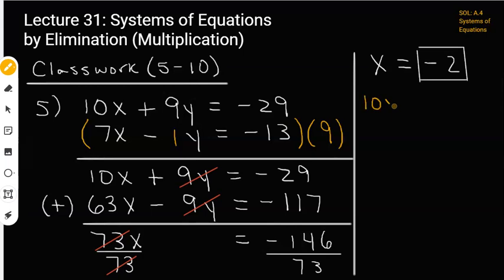So the top equation was 10x plus 9y equals negative 29. That's my original, right? And what I'm going to do is, since I know that x is negative 2, I'm going to replace this x with a negative 2. So this x right here is going to be replaced by a negative 2. And we'll see what happens. So I got 10 times negative 2 plus 9y equals negative 29. Okay, so now there's a couple things I can do. Since I have 10 times negative 2, I can multiply this. 10 times negative 2 is negative 20, right?